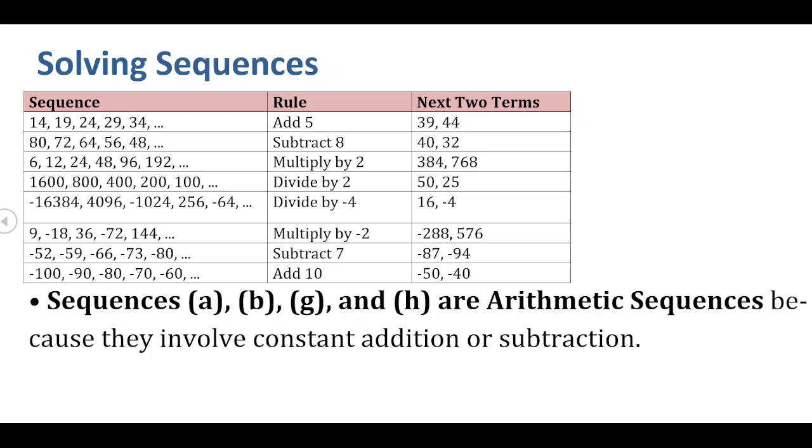We can see the rule first and the next two terms. It's very helpful for you to find the next two terms. First we know which pattern and rule has been followed there.